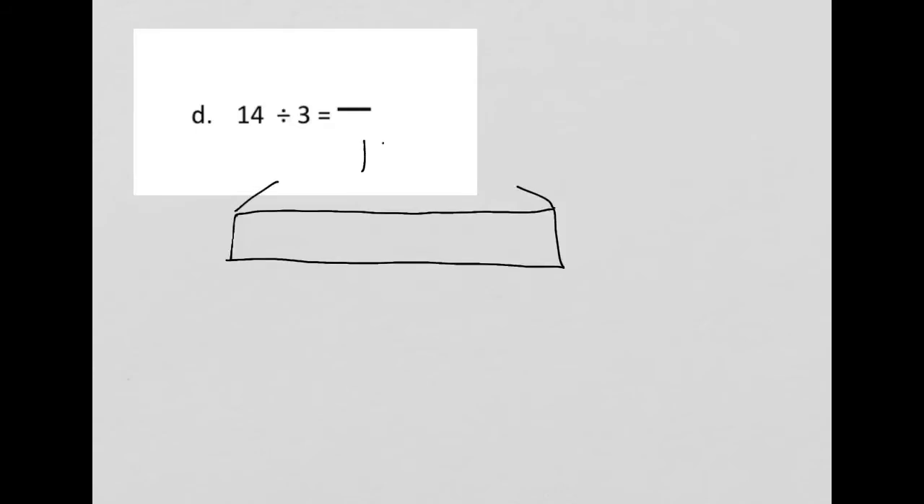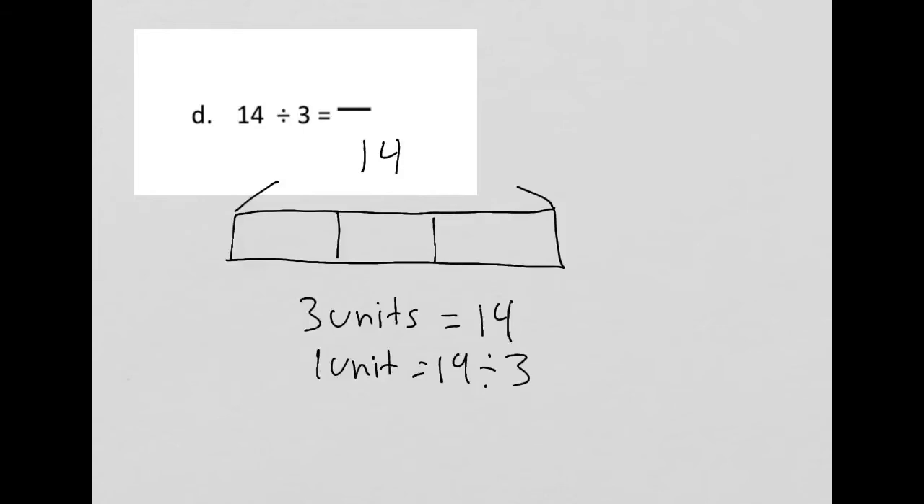Let's practice again. 14 divided by 3. Let's draw our tape diagram. We're going to do tape diagram first. I know my total is my whole, which is 14. That's how many cookies I want to share today. And I'm sharing with 3 people, so I'm going to split my diagram into thirds. And I'm thinking about this as I have 3 units, 3 pieces that together equal 14. So that means 1 unit equals 14 divided by 3.